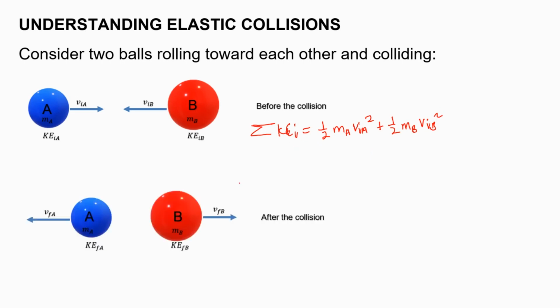The total kinetic energy after collision is going to be the total final kinetic energy: half m_A, but now final velocity of A squared, plus half m_B times final velocity of ball B squared. This is the total final kinetic energy.